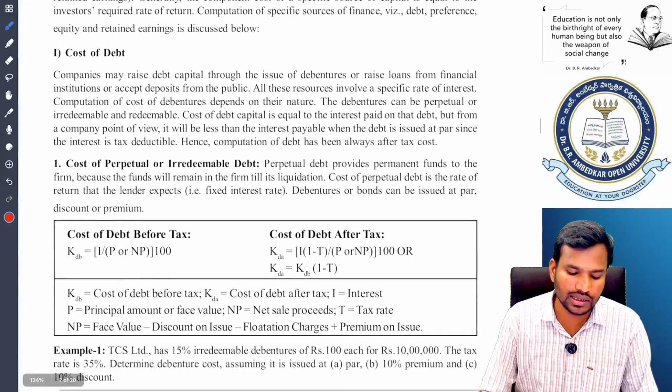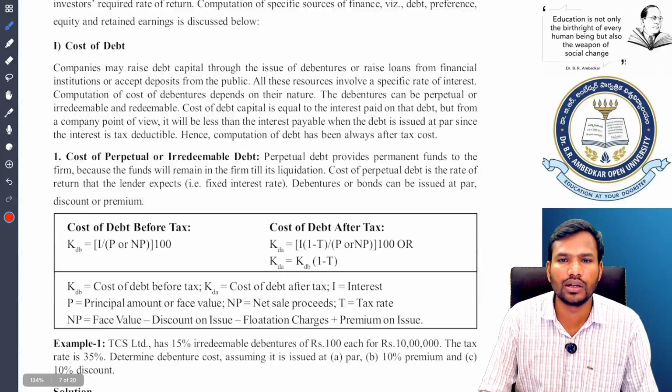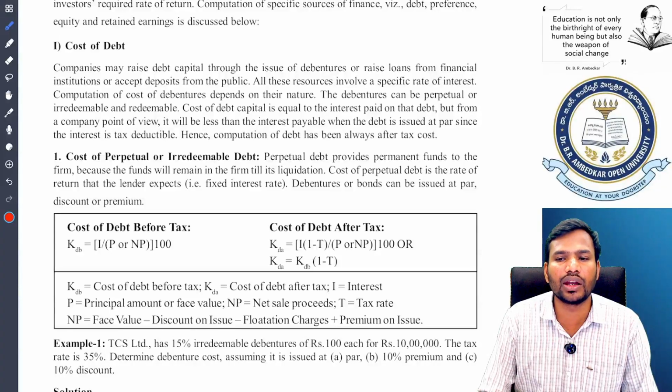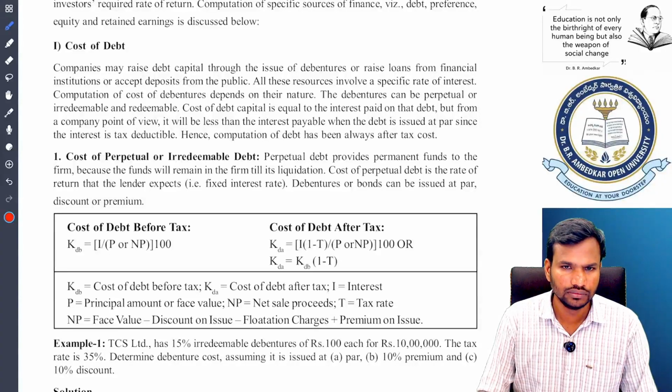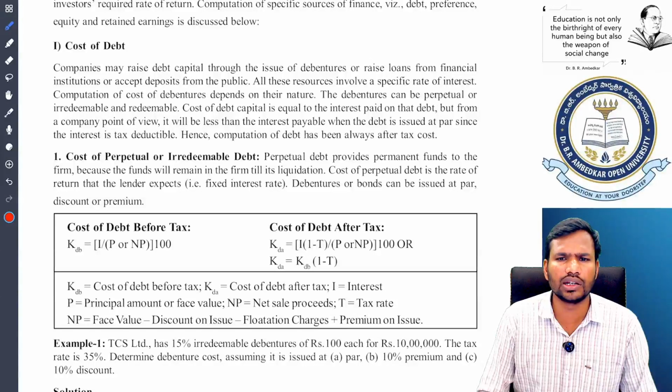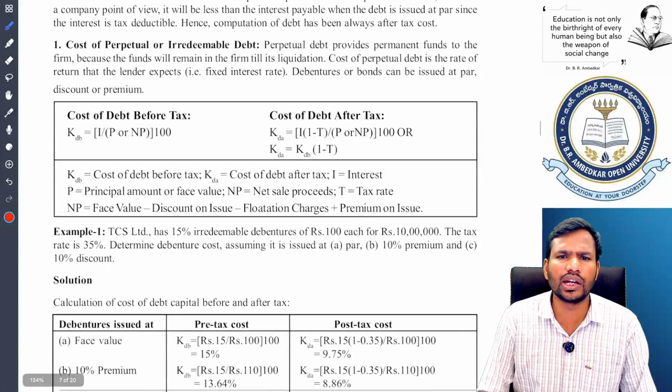Companies may raise debt capital through issue of debentures or raise loans from financial institutions. All these sources involve a specific rate of interest. Whether you take debentures or long term loans, the debentures can be perpetual, irredeemable, or redeemable. The cost of debt capital is equal to the interest paid on the debt. Now, cost of perpetual irredeemable debt.